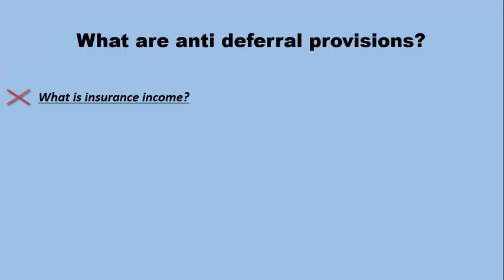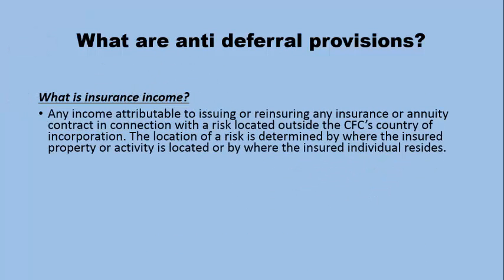What is insurance income? Any income attributable to issuing or reissuing any insurance or annuity contract in connection with a risk located outside the CFC's country of incorporation. The location of a risk is determined by where the insured property or activity is located or by where the insured individual resides.